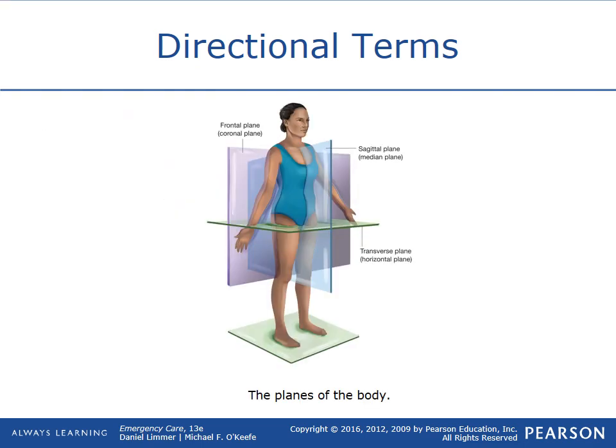So here's how the planes work. You've got the sagittal plane, which is like the midline. And then you have the transverse plane, which divides the body into top and bottom. And then you have the frontal or coronal plane, dividing it into back and front.